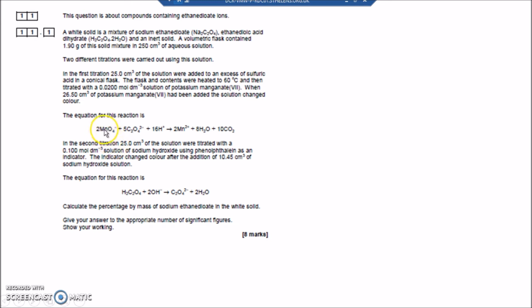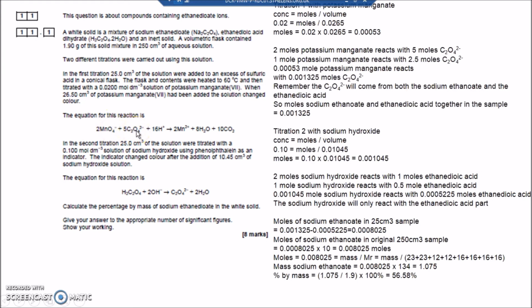So for every 1 mole of potassium manganate 7 that I've just worked out, 2.5 moles of the ethane dioate will react. So for every 2 moles of potassium manganate 7, 5 moles of ethane dioate react. 1 mole of potassium manganate reacts with 2.5, therefore, moles of ethane dioate. So if I've got 0.00053 moles of potassium manganate 7, it must react with 2.5 times that. So 0.00553 multiplied by 2.5. I've now worked out the number of moles of ethane dioate that I've got.